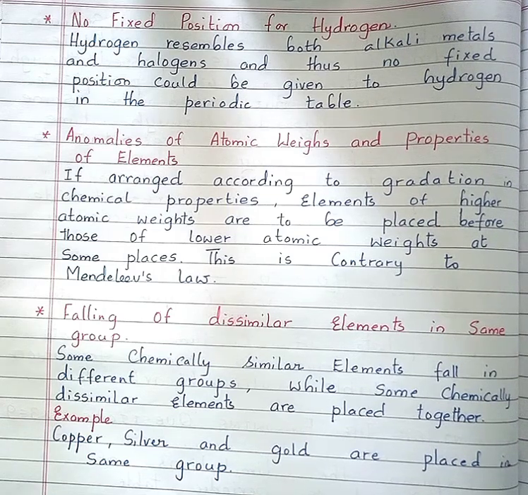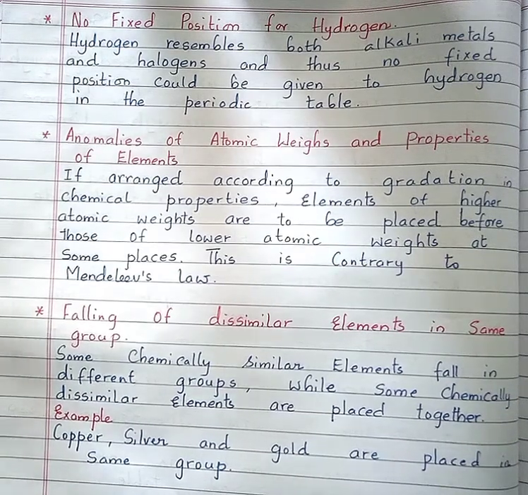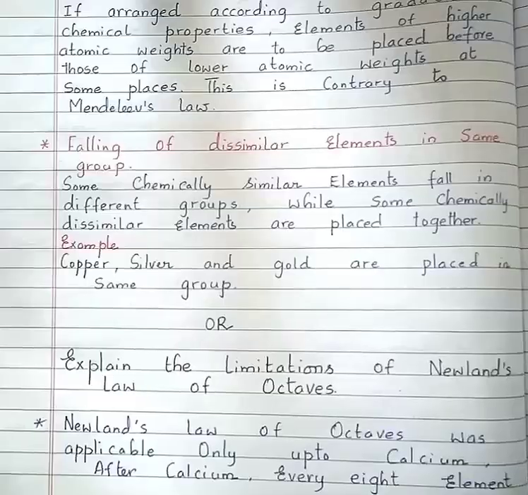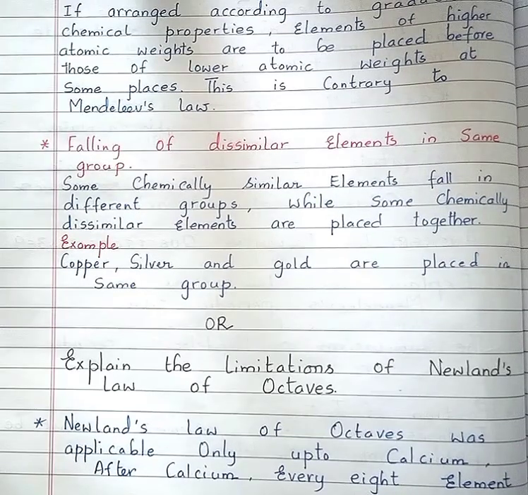D. Falling of dissimilar elements in the same group. Some chemically similar elements fall in different groups, while some chemically dissimilar elements are placed together. Example, copper, silver and gold are placed in the same group.